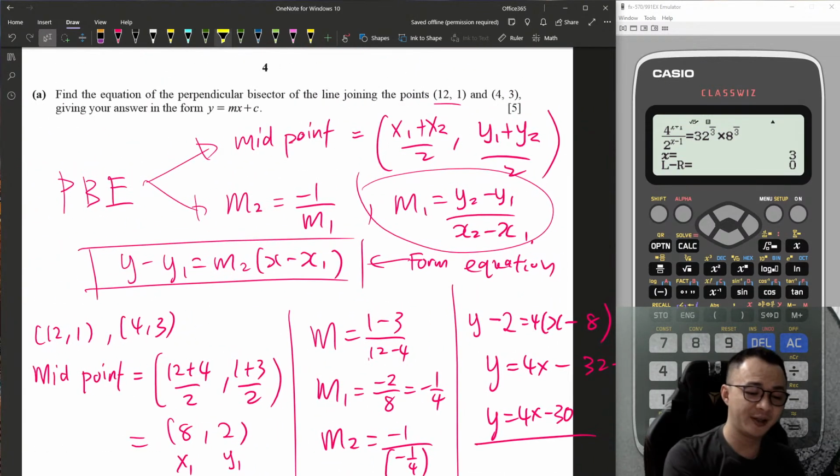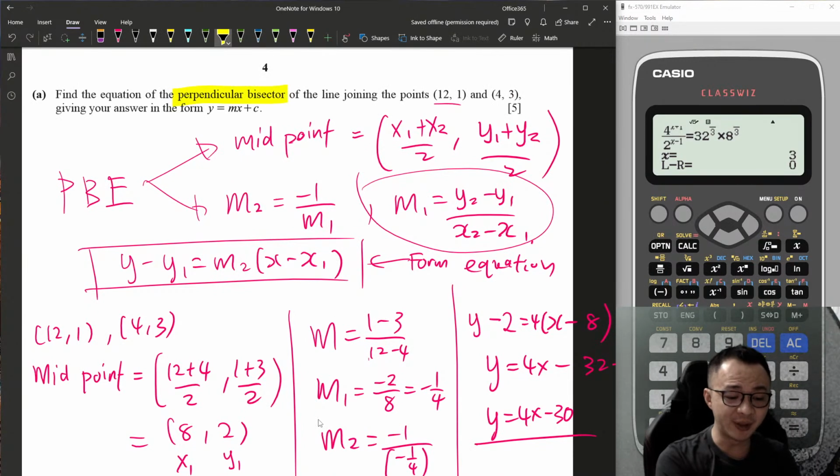So over here, keywords: perpendicular bisector. Perpendicular, find M2. Bisector, find midpoint.